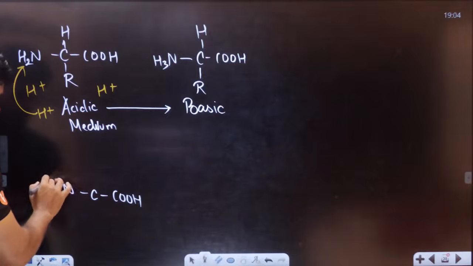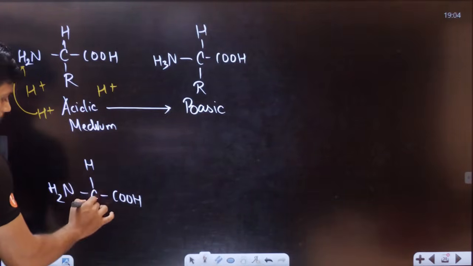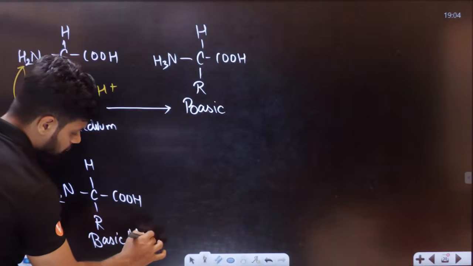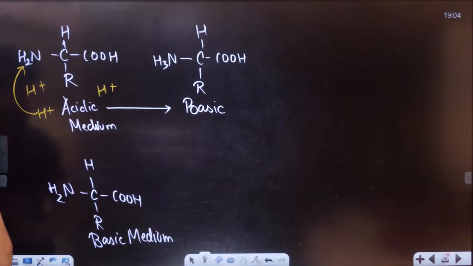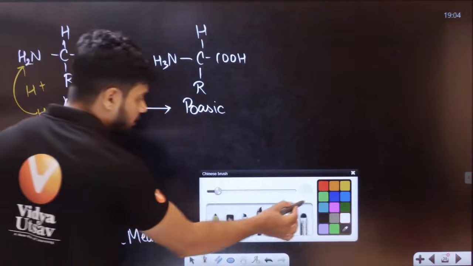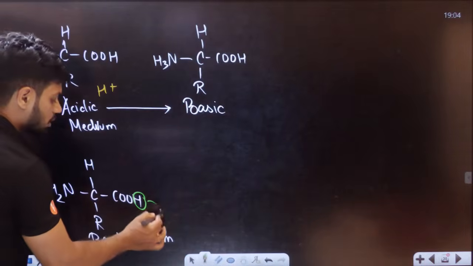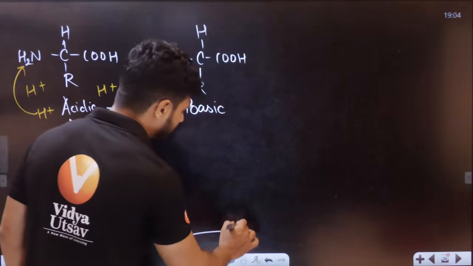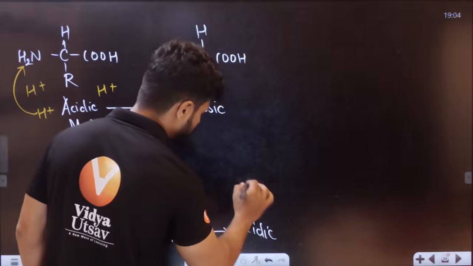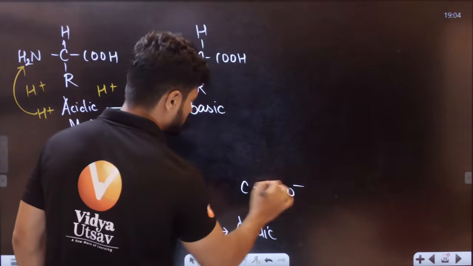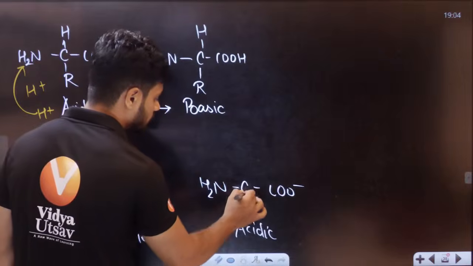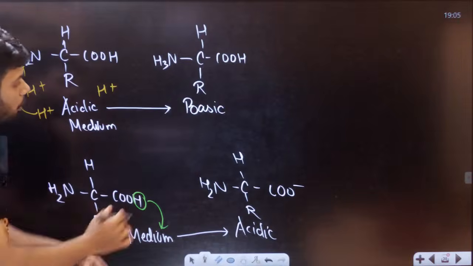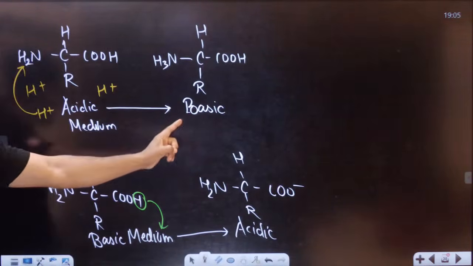Okay, let's take one more amino acid, students. Now I will keep it in basic medium. In basic medium, what will it do? It will lose the hydrogen to the environment. So in basic medium, it will become acidic in nature. So depending upon the environment, they keep on changing, students.